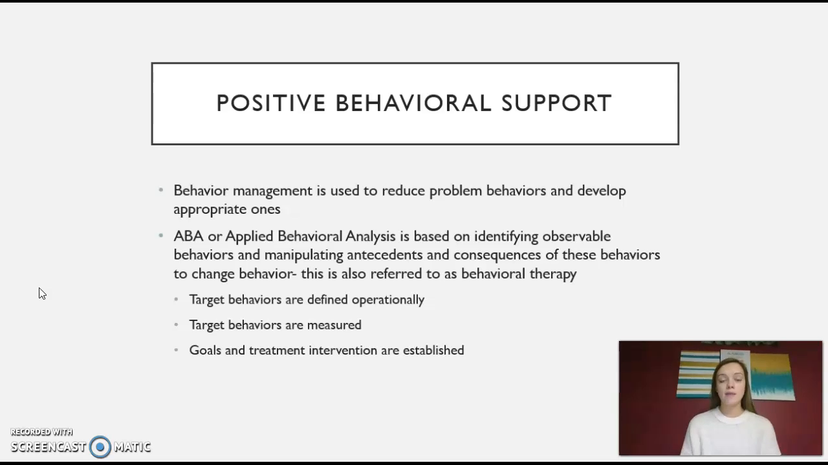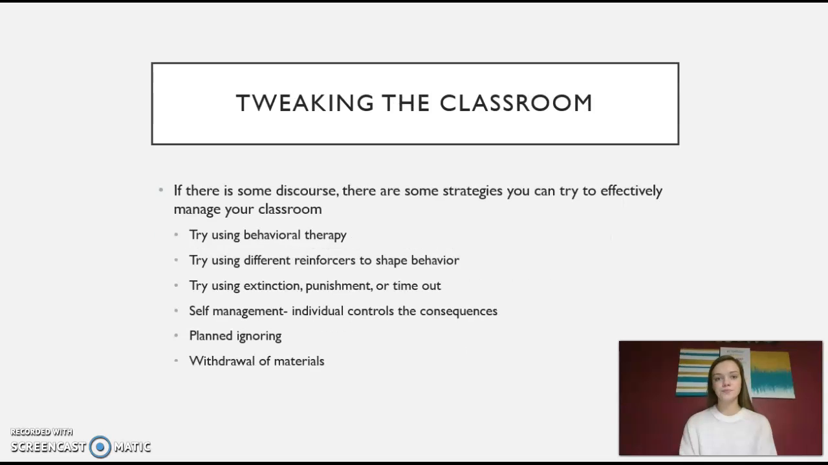So ABA is a really important thing in behavior management and positive behavioral support. If you had someone to provide ABA to your students with behavior issues, there could be a huge increase in their positive behavior. Next would be tweaking the classroom. So if there is some discourse, there are some strategies that you can try to effectively manage your classroom. So first I listed try using behavioral therapy. If you have someone who's able to provide it, it really is awesome.